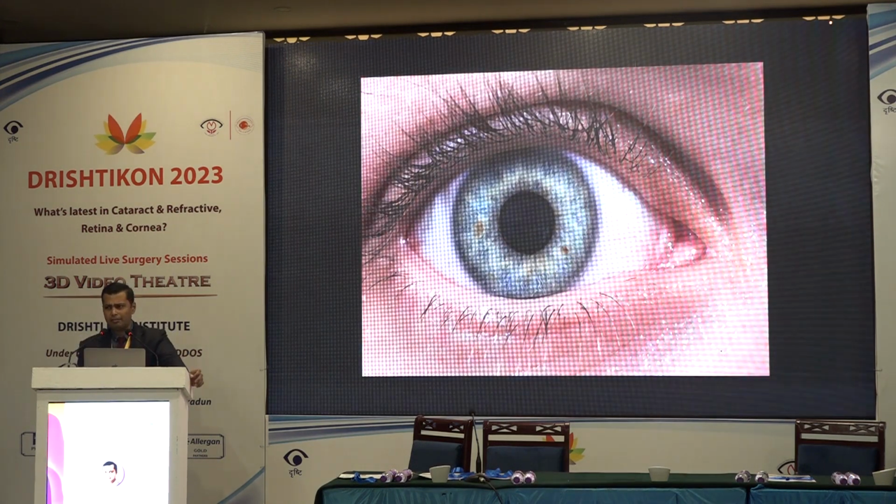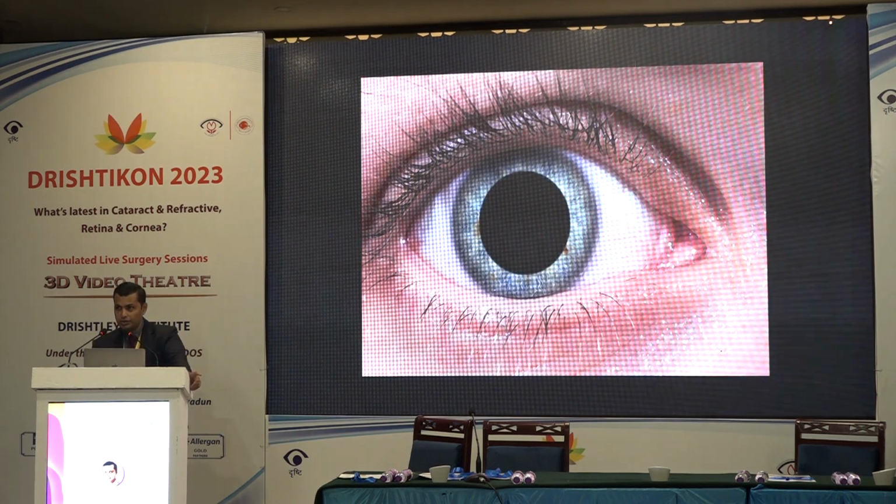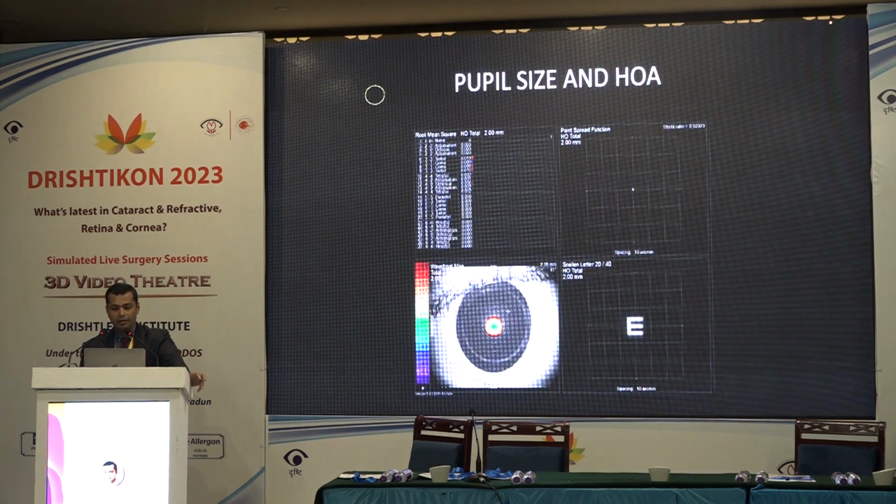One very important, very basic point is when we do any investigation, particularly optical investigations, including autorefractions and aberrometries, topographies, everything, we should do it in dim lighting conditions and not brightly lit rooms. And why? It's just to show you with an example that this is a bright room with a 2 millimeter pupil.